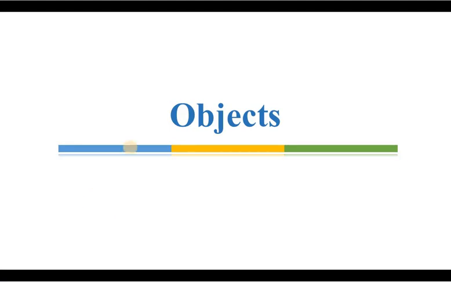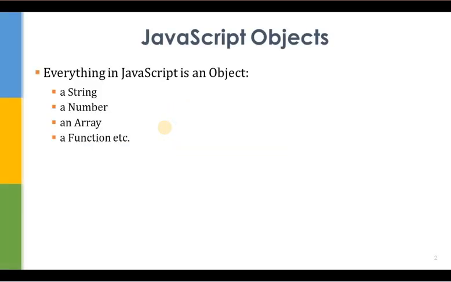Hello everyone. In this session, I will introduce you to objects in JavaScript. Everything in JavaScript is an object. Let's say string is an object, number is an object, array is an object, and function is an object.